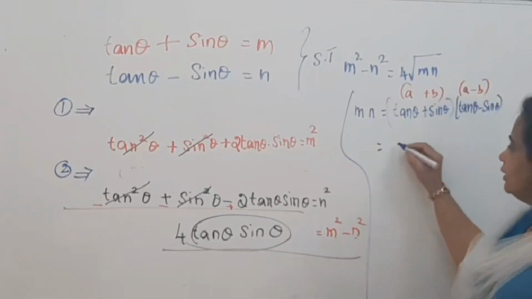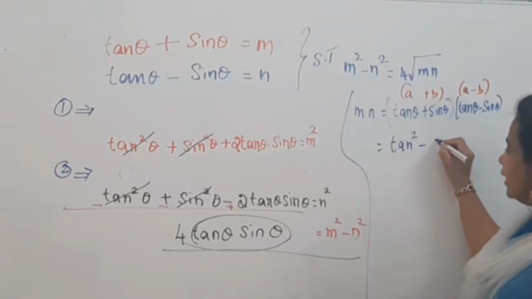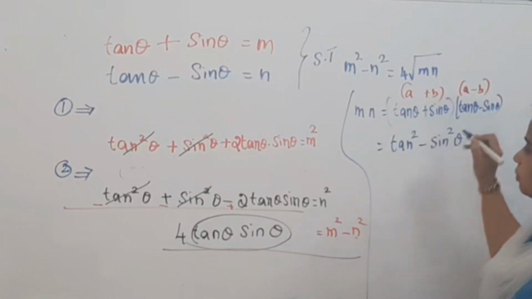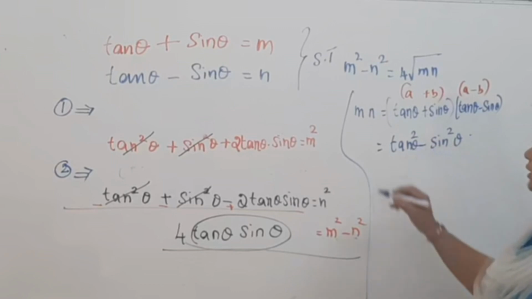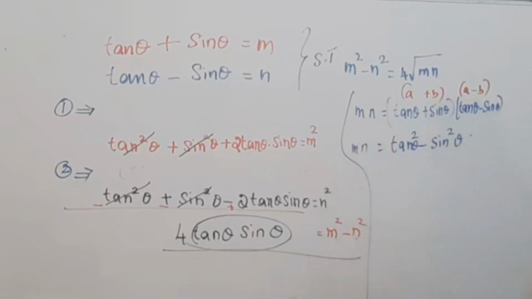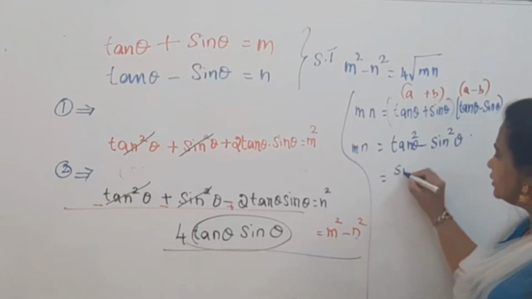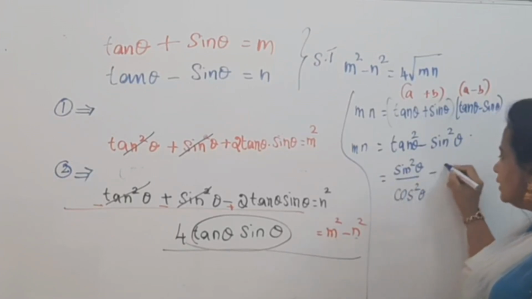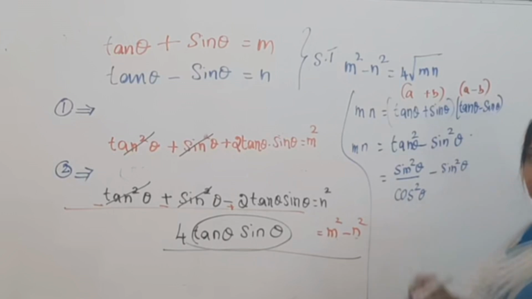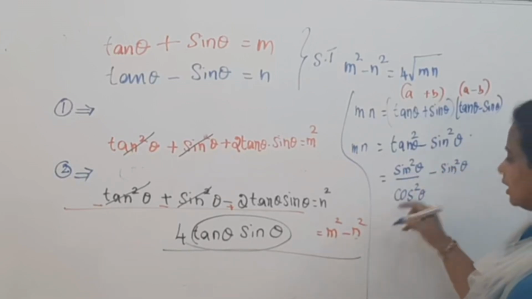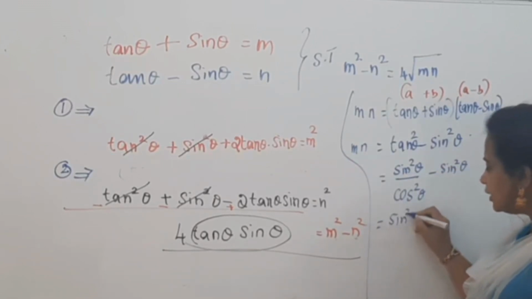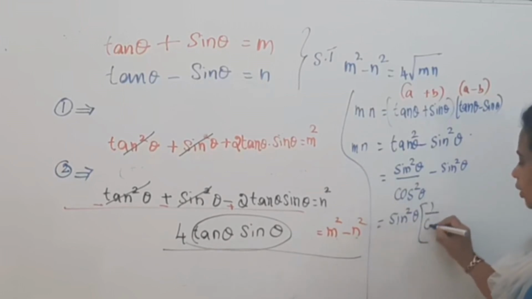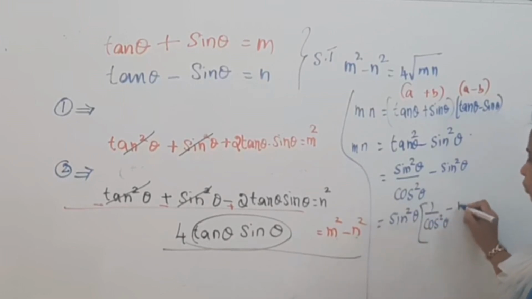So I will write tan square theta minus sine square theta. That is my identity. So mn is equal to tan square theta minus sine square theta. Now this tan square theta, I can write as sine square theta by cos square theta, so minus sine square theta. Yes, correct. So I will take sine square theta out. I am left with 1 by cos square theta minus 1.